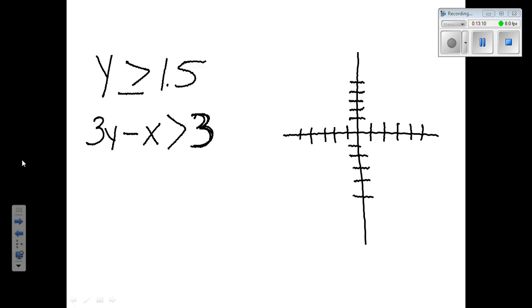So my first one says that y is greater than 1.5. The next one says that 3y minus x is greater than 3.